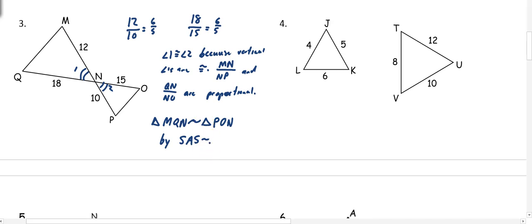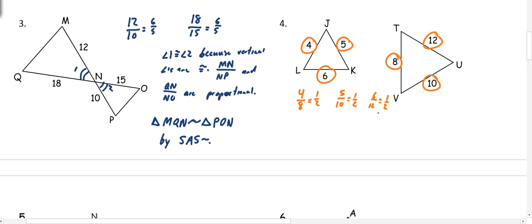Number 4, we need to see that all the sides are marked with numbers, so we need to show that they're proportional. So when we're trying to figure out if they're proportional or not, try to look and see which numbers are going to have a relationship with each other. So I'm going to put the smallest side over the smallest side, the middle over the middle, and the largest over the largest, and see if they all reduce to the same thing. So we have 4 over 8, which reduces to 1/2, 5 over 10, which reduces to 1/2, and 6 over 12, which reduces to 1/2.